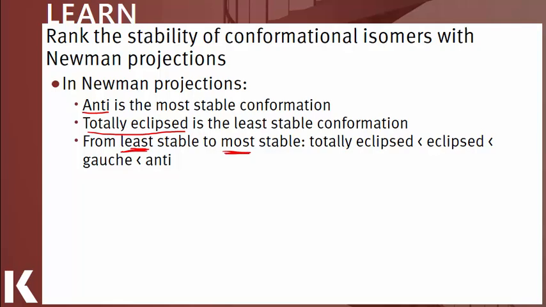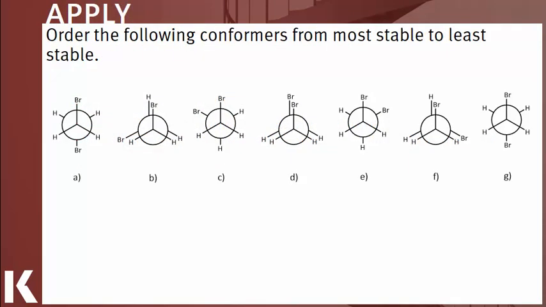Let's take a look at conformational isomers and rank these Newman projections by stability. Order the following conformers from most stable to least stable. Notice that A and G are identical molecules, but as we progress from molecule to molecule along the way, these conformational isomers are being rotated 60 degrees at a time around a central single bond. By the time we've reached G, the molecule is rotated a full 360 degrees, which is why it's the exact same conformation we see in A.